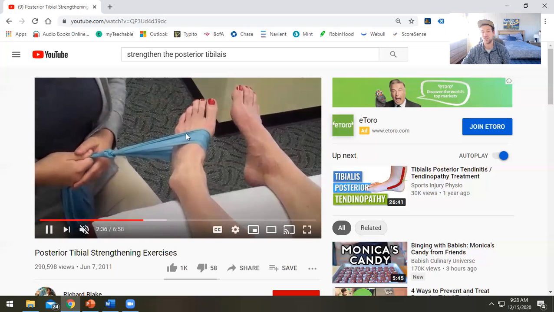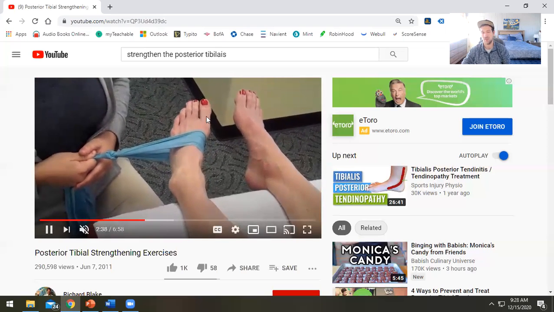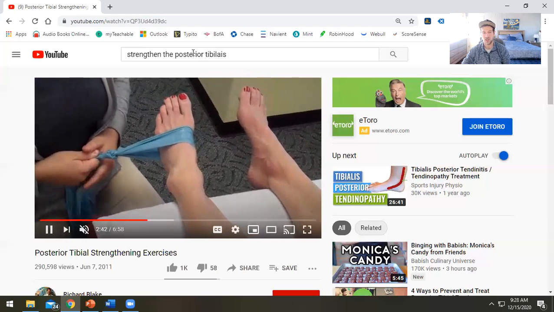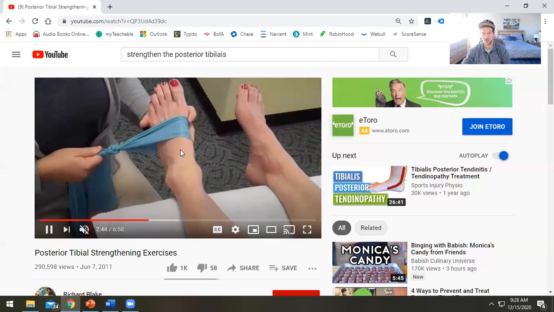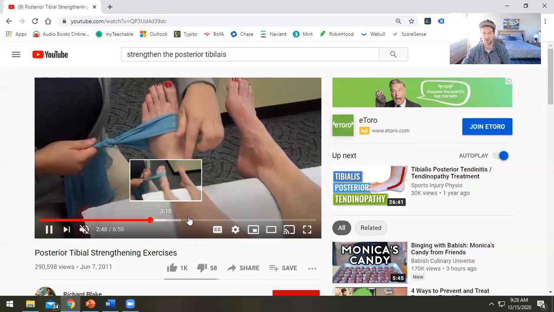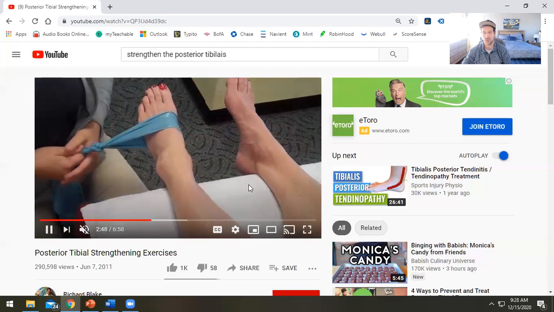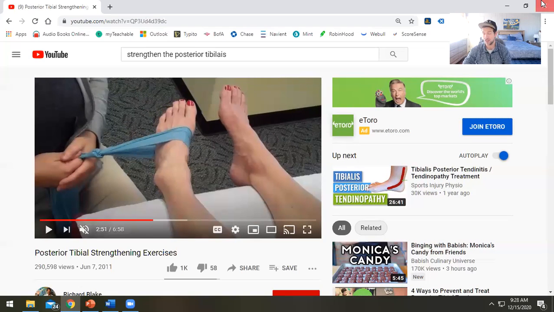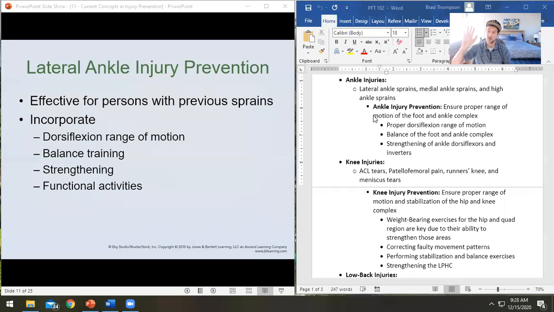I'm not a big fan of these super big long isometric versions for activation techniques. I like 3 to 4 seconds personally. But you can see she does this big long one in a second where she really holds for a long time. So that's your posterior tibialis, right? So both of those, that's your anterior and your posterior tibialis. Anterior is straight on, posterior is side to side.